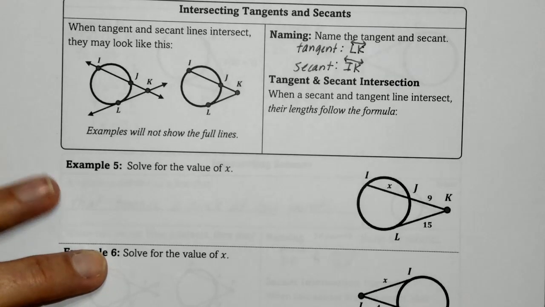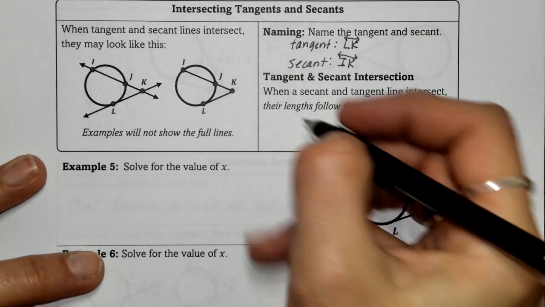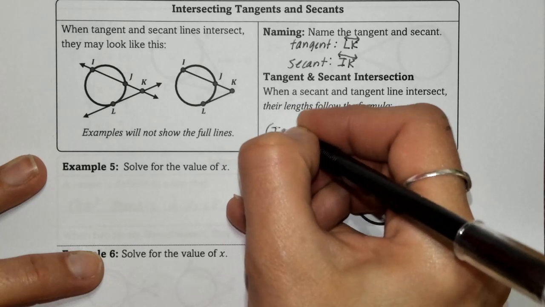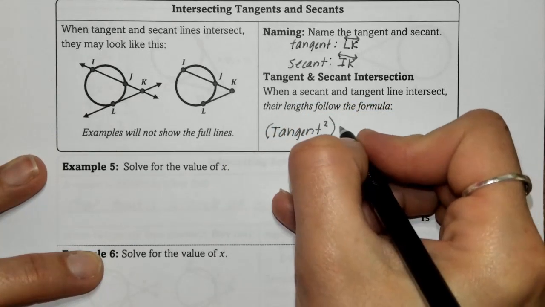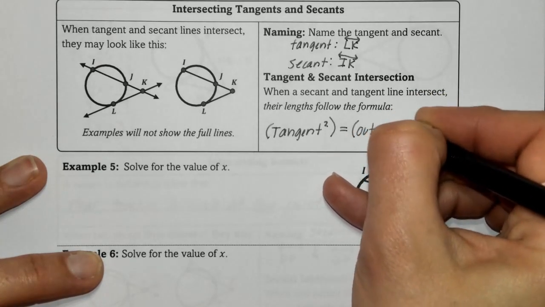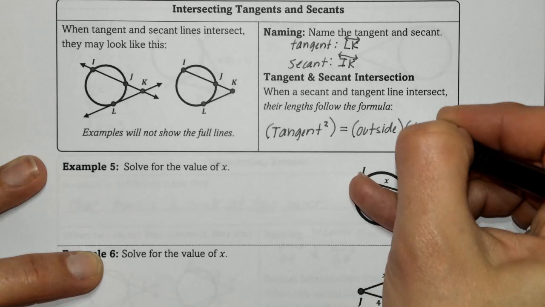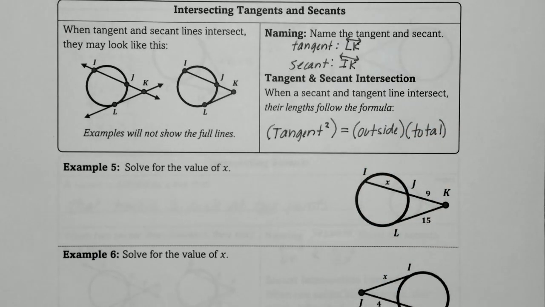So now we're going to see a little bit different, a little bit the same going on with the formula. When a tangent and a secant intersect, you're going to take the tangent squared, and this will be equal to what we just saw earlier, outside times total. Okay, so you still got to pay attention to the outside times total.